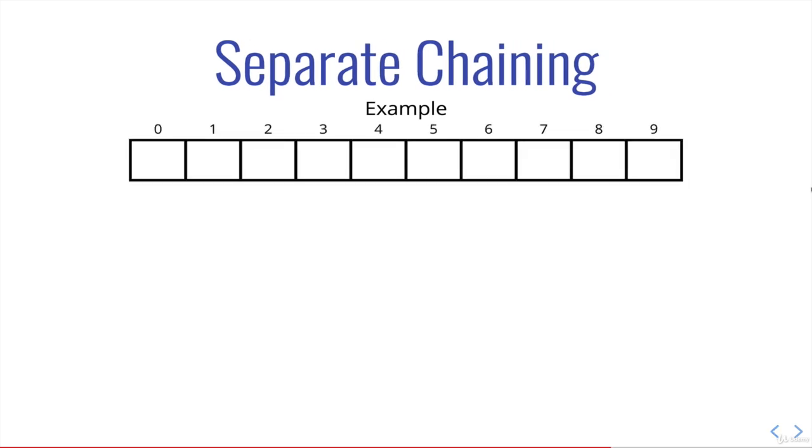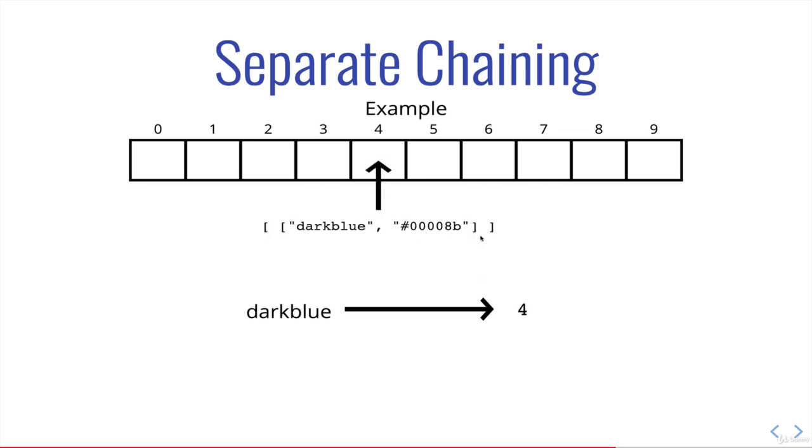So for example, if this is our hash table, let's say it's empty. We hash dark blue and we get 4. So we're going to put that right here. But then we also hash salmon and we also get 4. And we also put that right there. Notice that it's in a nested data structure where we have the array bracket here, goes all the way down to here. So they are stored together. This is the first item. This is the second item.